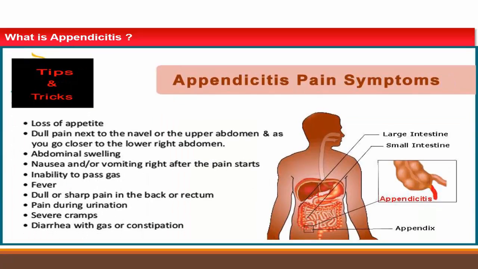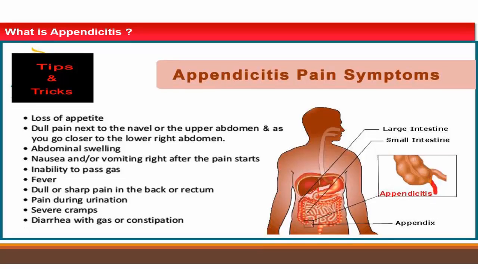Some of the most commonly experienced symptoms of appendicitis include loss of appetite, dull pain next to the navel or the upper abdomen that eventually becomes sharp as you go closer to the lower right abdomen, abdominal swelling, nausea and/or vomiting right after the pain starts, inability to pass gas, fever, dull or sharp pain in the back or rectum, pain during urination, severe cramps, diarrhea with gas or constipation.